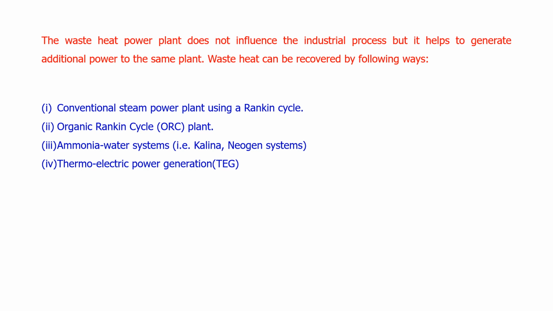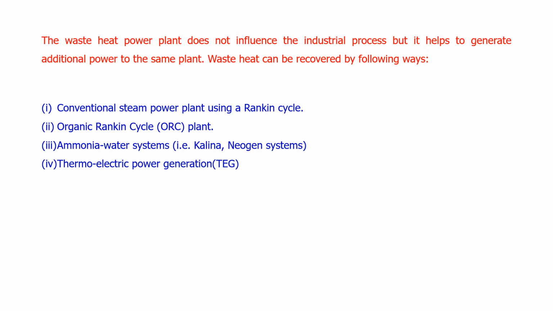One is the conventional steam power plant, that is the Rankine cycle. Everyone knows about the Rankine cycle. It is the basic cycle of any steam power plant. The second one is the organic Rankine cycle, termed as the ORC plant. The third one is the ammonia water system, that is Kalina and Neogen. There are two systems under ammonia water systems. The last one is thermoelectric power generation.